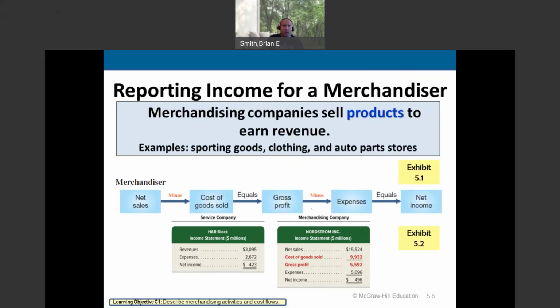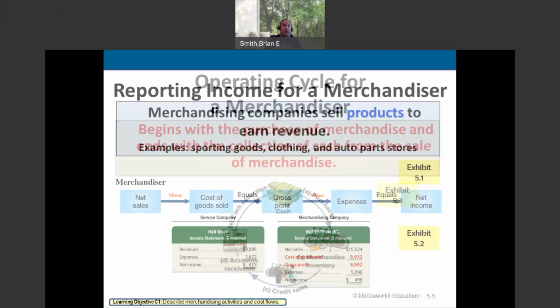So pretty much bottom line is we're just adding these two steps in here with adjusting revenue. Instead of revenue, it's net sales. And there's two examples here. You have H&R Block and Nordstrom. H&R Block is a tax service company. You see that they only have revenues and expenses, and then you see Nordstrom has cost of goods sold and things like that. Here's the operating cycle for a merchandiser.